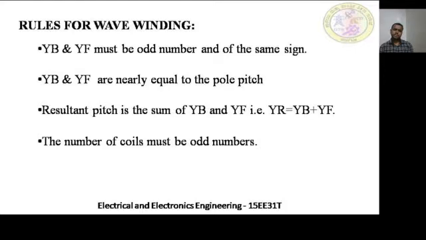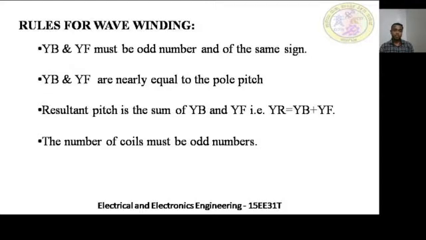The resultant pitch is the sum of back pitch and front pitch. That is, YR is equal to YB plus YF. So the resultant pitch here we are taking is a summation. Since it's moving in forward direction, the resultant is nothing but the summation of the back pitch and the front pitch. We are adding here.